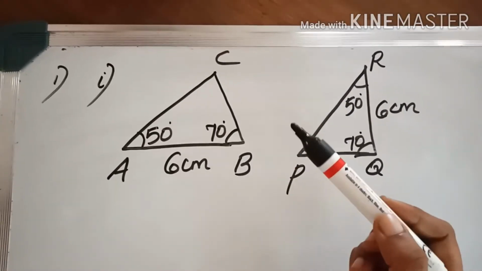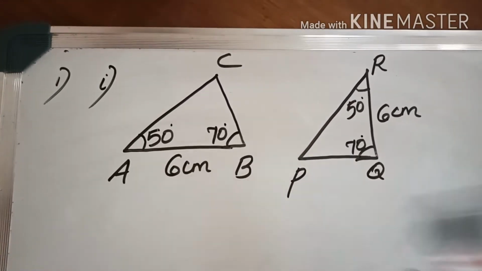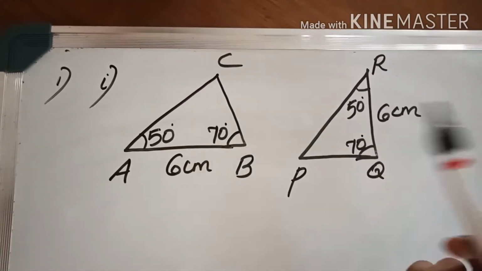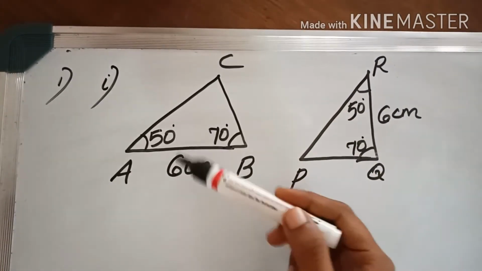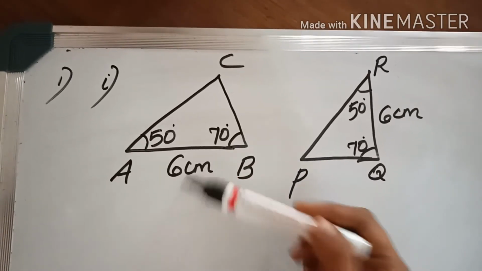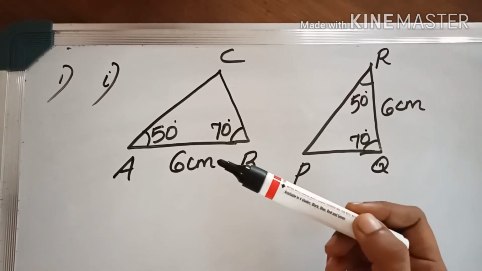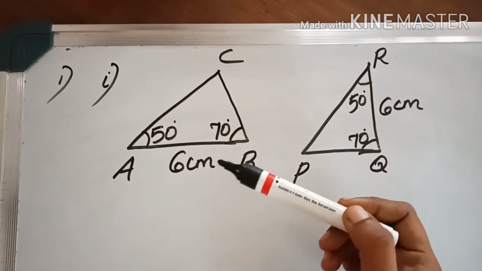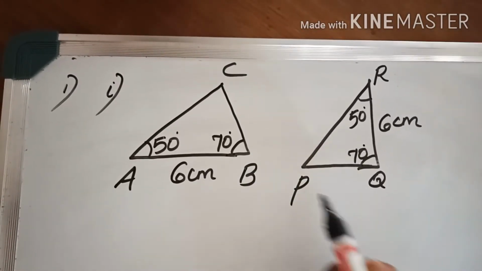The first concept is that all three sides must be equal, but here only one side is given. That means the first concept is not possible. Now for the second concept, at least two sides and the angle between them must be known, but here only one side is given. That means the third concept is applicable. So let's see whether the third concept applies or not.